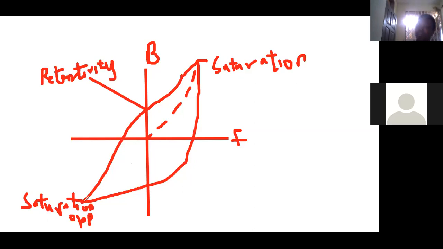Now let me give you an example. The other day I was teaching ways of magnetizing and demagnetizing a material. And I told you that when you're magnetizing a material, we have various methods that we use. The first one I said is the electrical method.